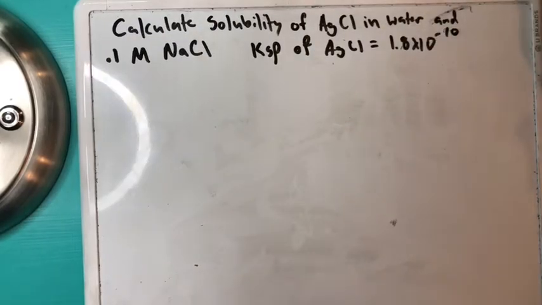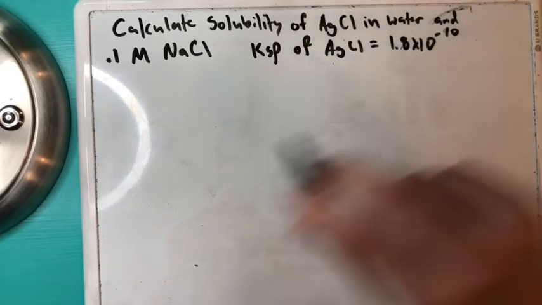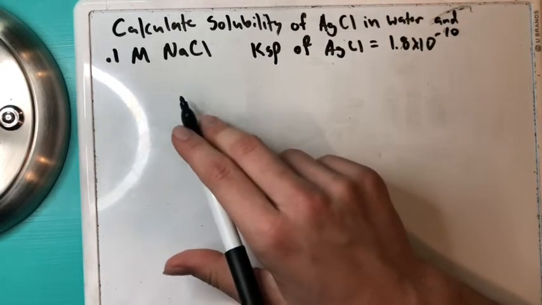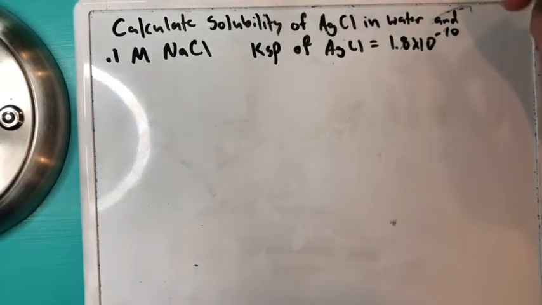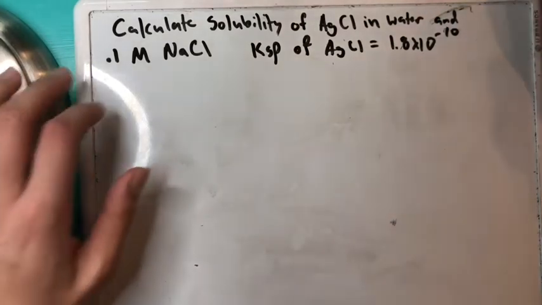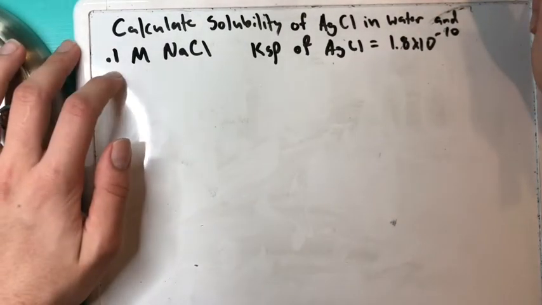So in this last question, it says calculate the solubility of AgCl in water and 0.1 molar NaCl with the KSP of the AgCl being 1.8 times 10 to the negative 10th. So this is really similar to the first one we did, but the only difference is there's already something in the solution. It's not just water.